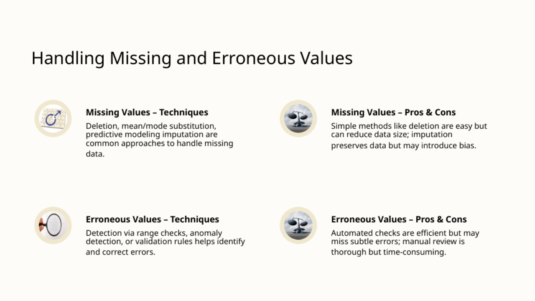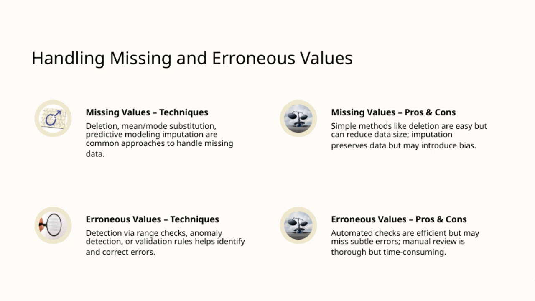Now, when it comes to missing values, there are also pros and cons to consider. Simple techniques like deletion are straightforward and easy to implement, but they can lead to a reduction in our data size, which might impact our analysis. Alternatively, imputation methods aim to preserve as much data as possible by filling in missing values, but they can introduce bias if not done carefully.